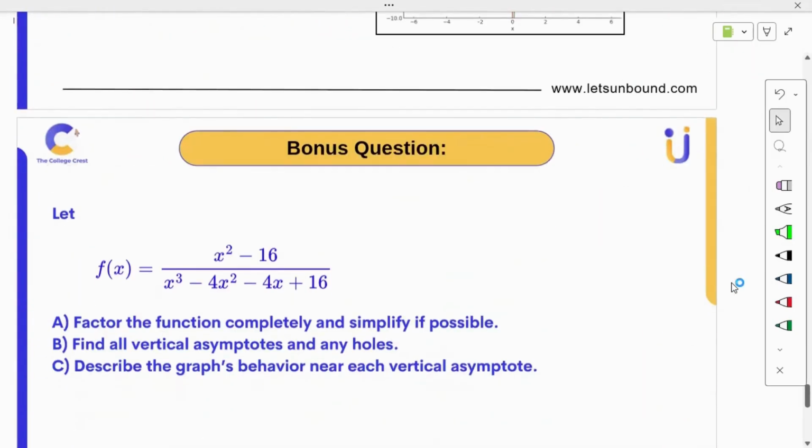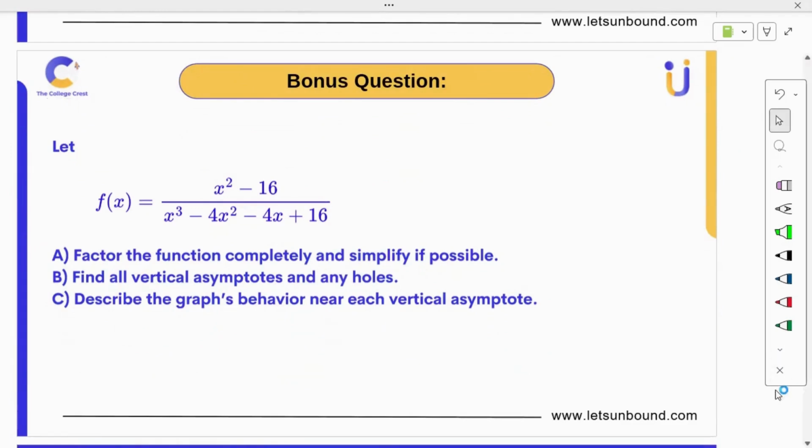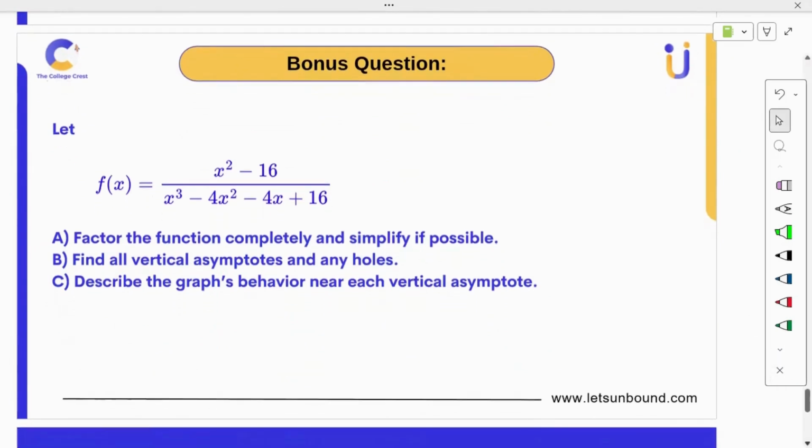And here I have a bonus question as usual. Yes, you have to work on factorization. So don't use a calculator and graph; do it all on your own by analytical solving. Factor the function completely. Simplify if possible. Find asymptotes and holes. Describe the graph's behavior near each vertical asymptote.